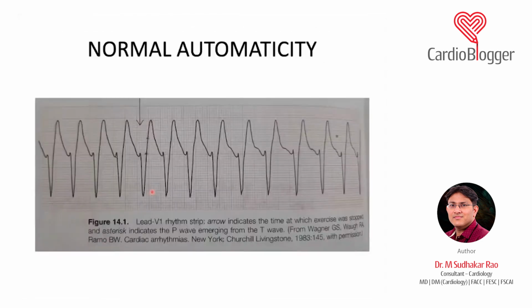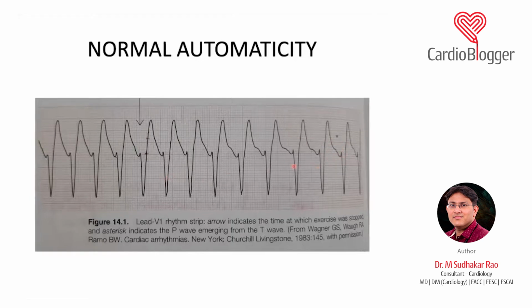Now let's see this ECG. This is a patient who is exercising. During exercise, you can see there is a somewhat narrow QRS tachycardia, and here is where the exercise was stopped. When the exercise was stopped, the sympathetic activity goes off, and at the asterisk you see that the P wave has started to come. Now this is the cooling down period.